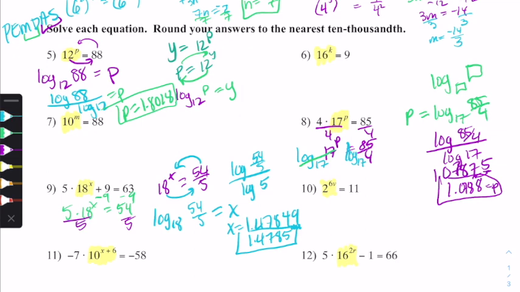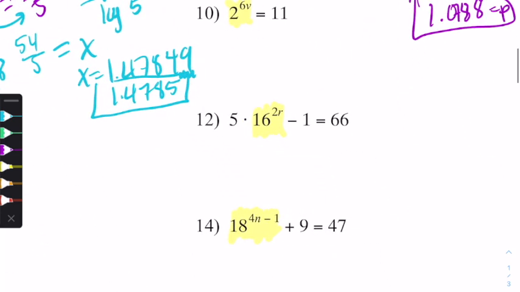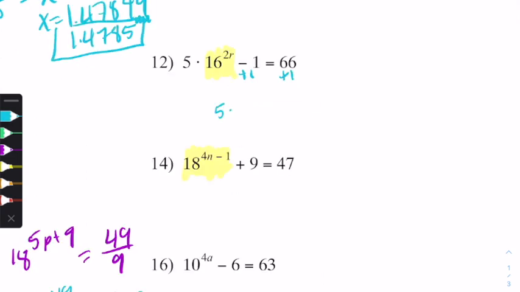Now, let's look at this one. Okay? So if we look at this one, we still are trying to get the base and the exponent alone. So this is the part I want alone. So I need to undo the add subtract, then undo the multiply. So I'm going to add 1, get 5 times 16 to the 2r equals 67. So I'm still trying to get the base by itself, so I want to get rid of the 5. So we're going to divide by 5. So we get 16 to the 2r equals 67 fifths.